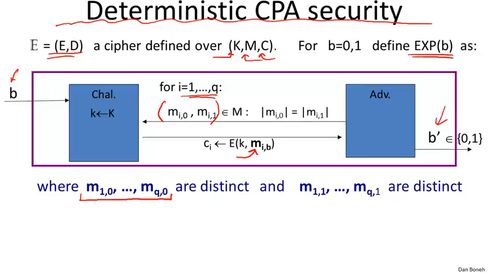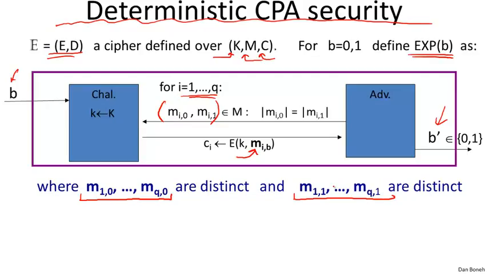In other words, he will never get to see the encryption of the same message twice because these left messages are always distinct. So if the bit B is equal to 0, again, he'll never see the same message encrypted under the same key because, again, these 0 messages, M10 to MQ0, are all distinct. Similarly, we require that all the 1 messages are also distinct, and so that, again, if bit B happens to be equal to 1, the attacker will never see 2 messages encrypted under the same key.